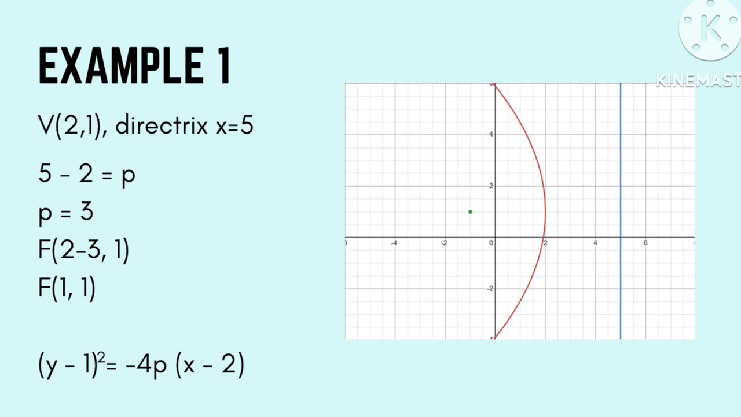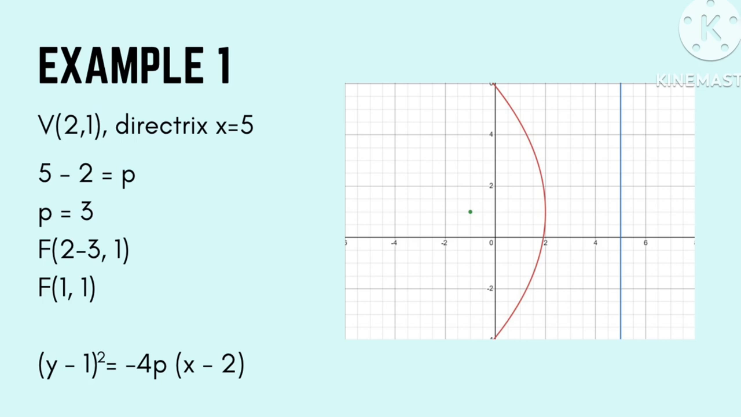After finding our P, we can then find our focus. Our focus is 2, which is the x of our vertex, minus our P, which is 3. Then we have 1 as our y, since it lies on the axis of symmetry. So our focus is (-1, 1).